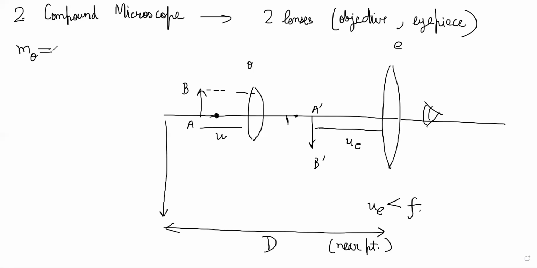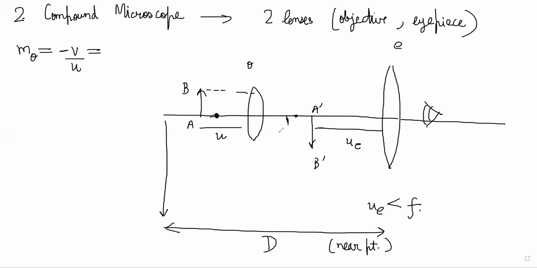Minus V by U. Minus V by U. I don't remember very well. It's minus V by U. Okay. So then let's put in the values.